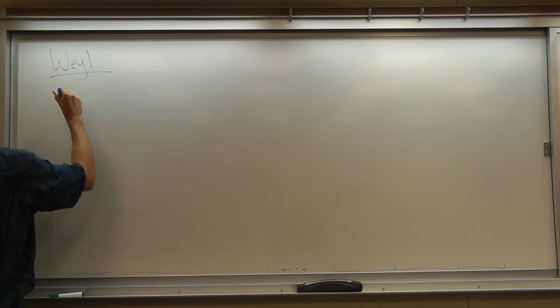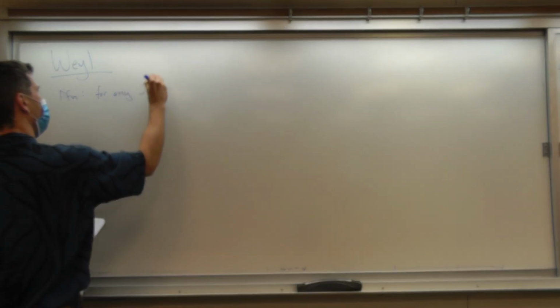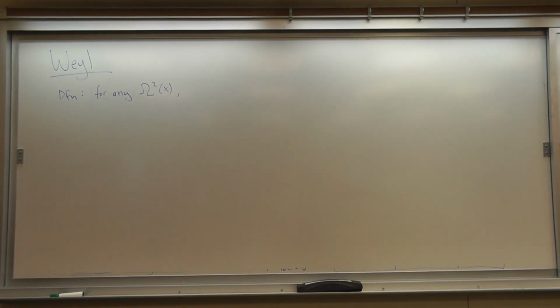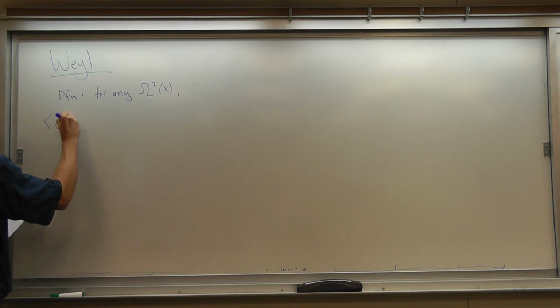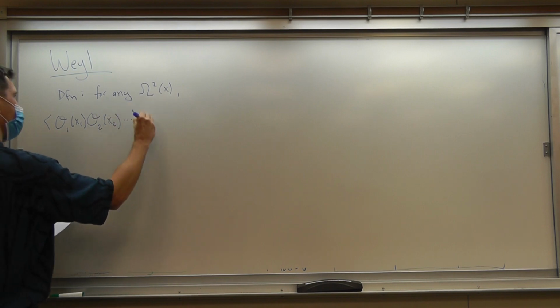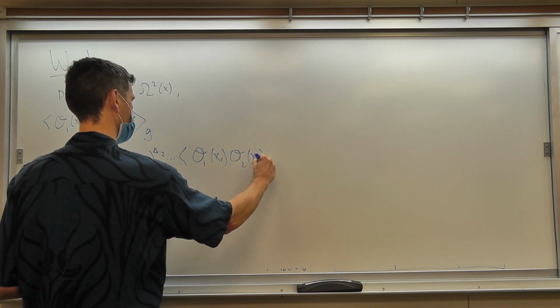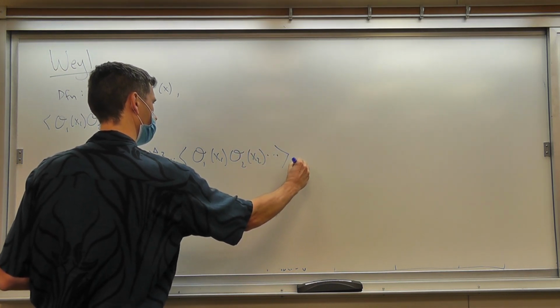In a Weyl invariant theory, the definition is that for any omega squared of x, the correlator O1 of x1, O2 of x2, dot dot dot in the metric g is equal to omega of x1 to the delta 1, omega of x2 to the delta 2, dot dot dot, times O1 of x1, O2 of x2, dot dot dot in the metric omega squared g.